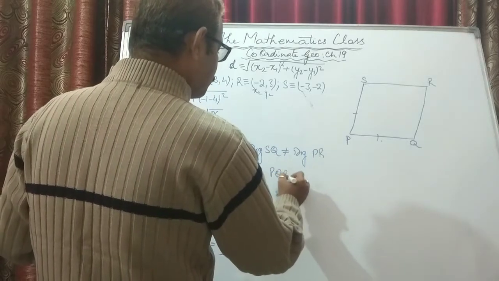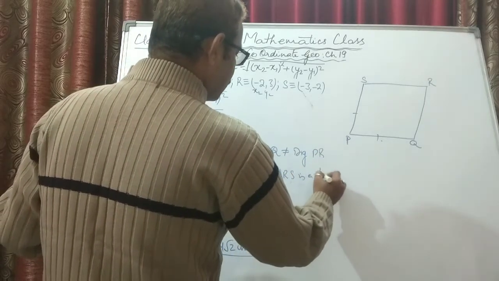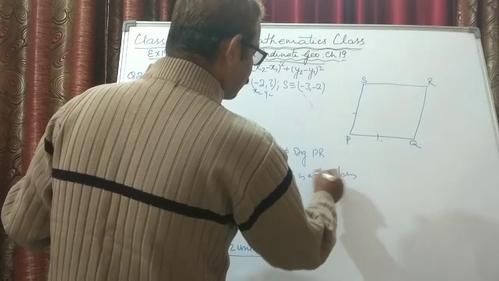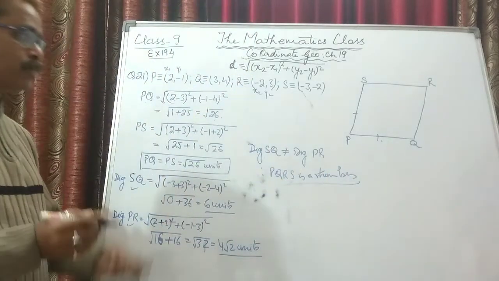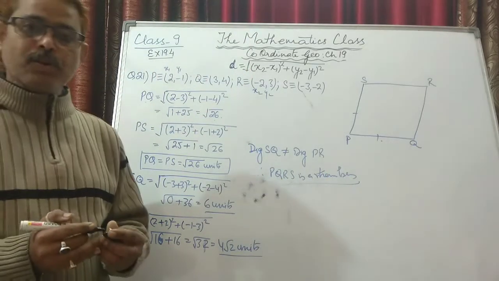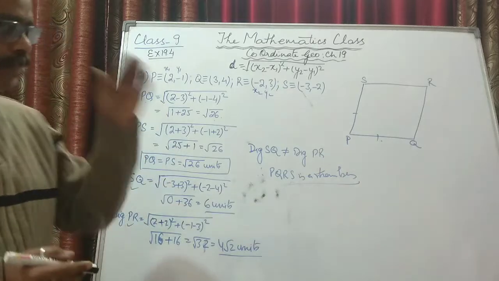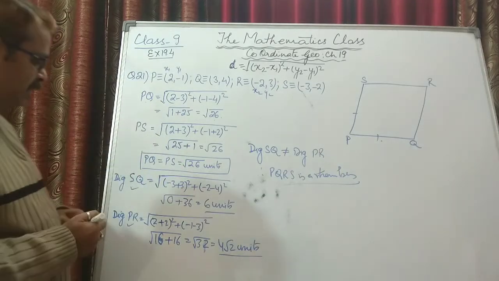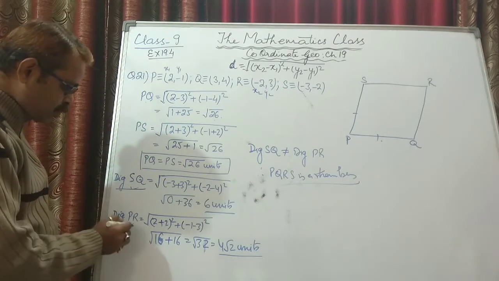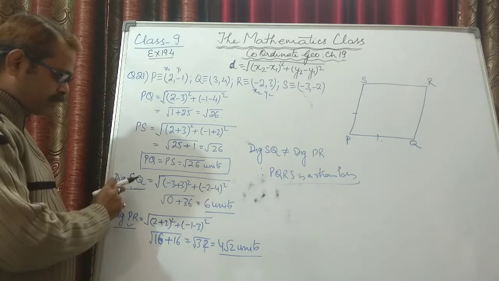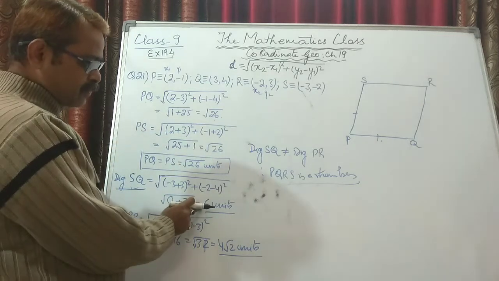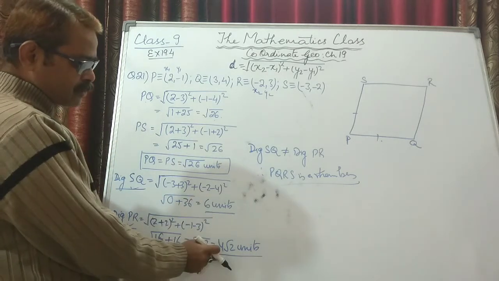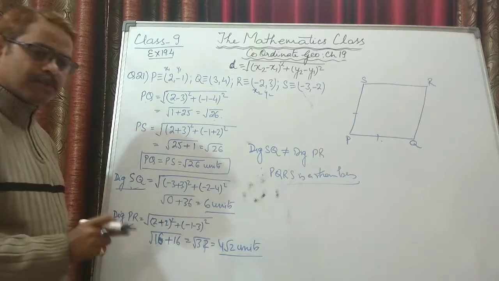Therefore, PQRS is a rhombus. What we were supposed to prove? We were supposed to prove that PQRS is a rhombus and not a square. If it would have been a square, then the length of the diagonals SQ and PR would have been the same. If this is 6, this has to be 6. Or if this was 4 root 2, this would have been 4 root 2.